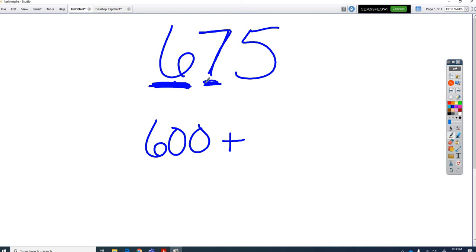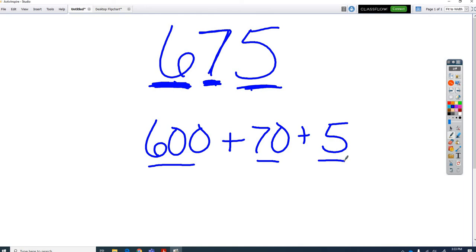No, because remember they're all tens, so I've got to count by tens. I'd have 10, 20, 30, 40, 50, 60, 70. 7 tens is like 70. And then if I have 5 ones, of course I really do just have 5 because they're just ones. This is how you would expand 675, and it looks like 675.